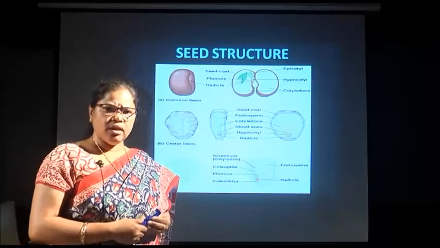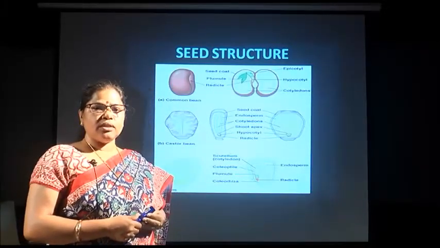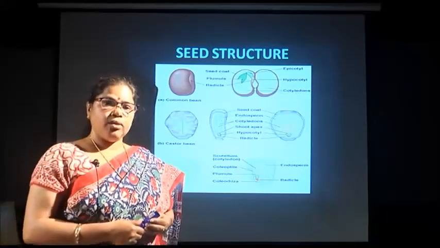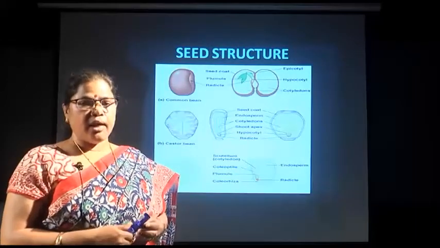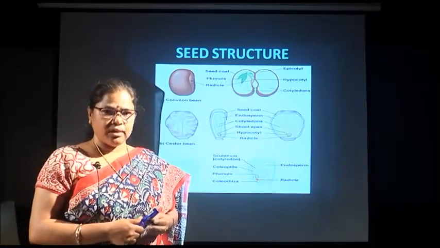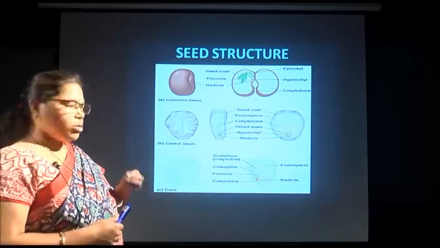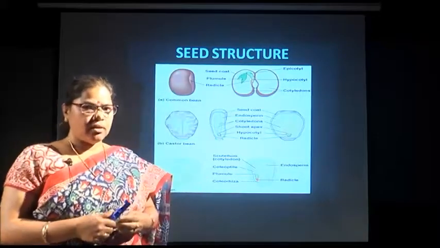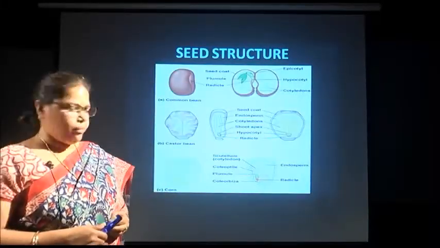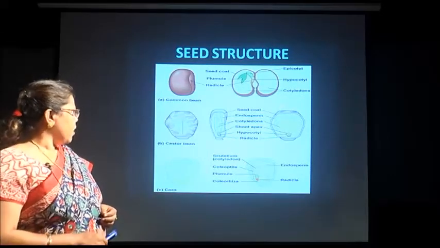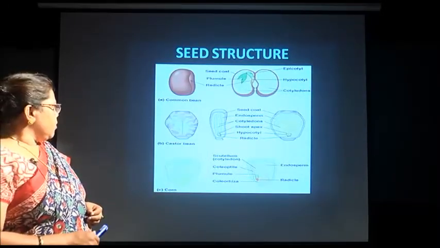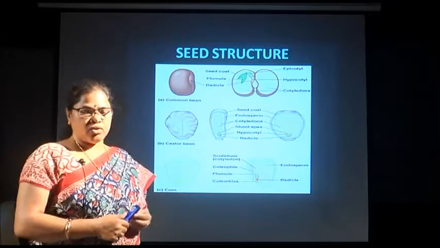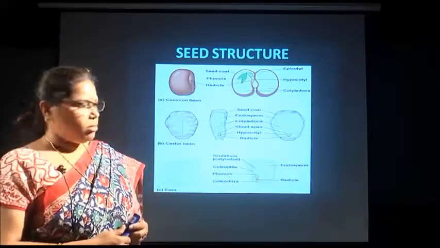In some seeds, endosperm may not be present, and those seeds are known as exalbuminous seeds. The seeds where endosperm is present are known as albuminous seeds, and where it is absent, they are known as exalbuminous seeds. So the embryo is the main structure, the miniature plant which actually germinates to form the seedling. What are the different structures present inside the embryo? The different structures associated with the embryo are the cotyledon, and then the epicotyl, hypocotyl, plumule and radicle. These are some of the important structures associated with the seed.